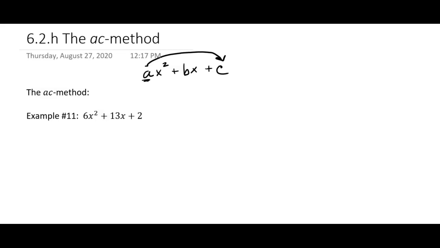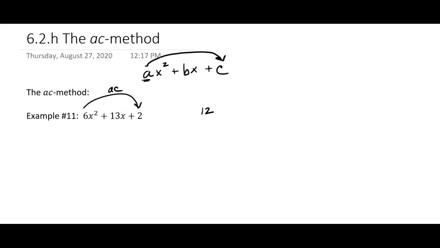Here on example 11, we have 6x squared plus 13x plus 2. We're going to take 6 times 2, which is 12. And that's the AC part. Okay, that's why it's called the AC method. Now you'll notice there's not a 12 in the polynomial. That's true. So we come up with that 12.